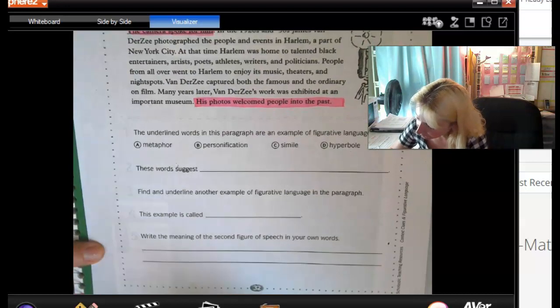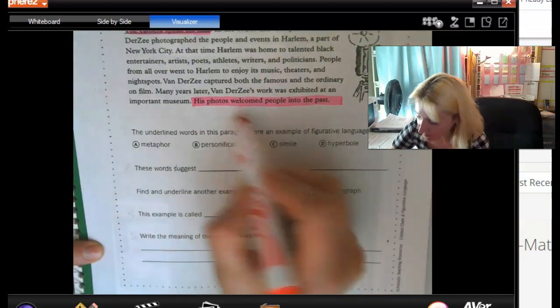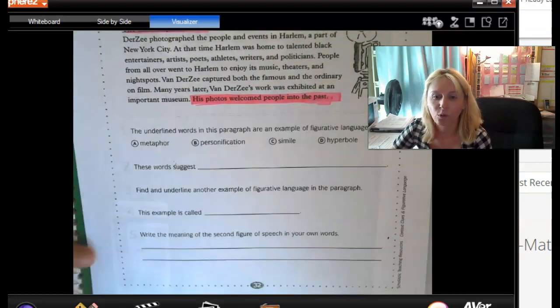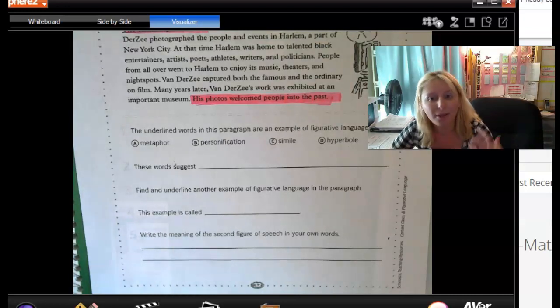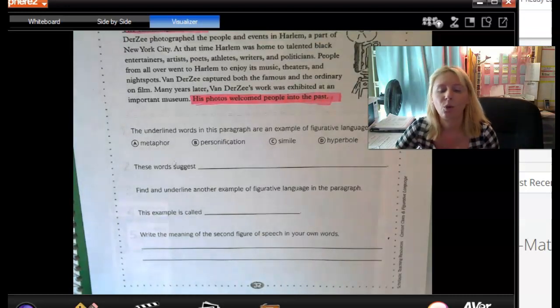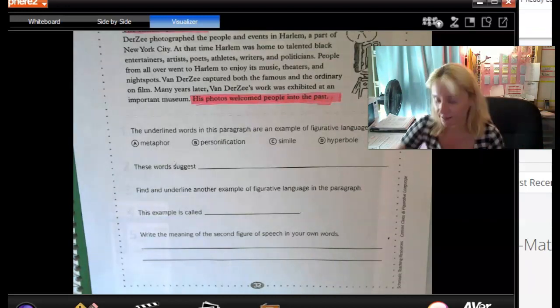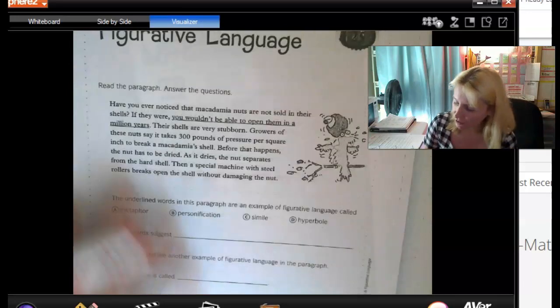And then number 5, write the meaning of this second figure of speech. What does the author mean by his photos welcomed people into the past? Because the photos really weren't actually speaking to and welcoming people into the past. So what does the author mean by this statement? All right, backside, exercise 25.